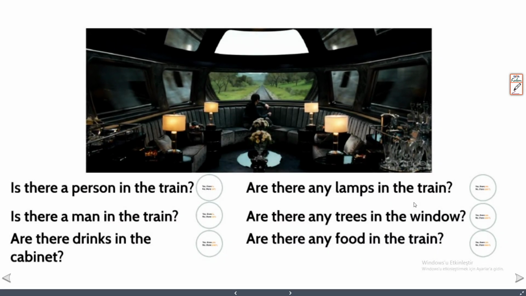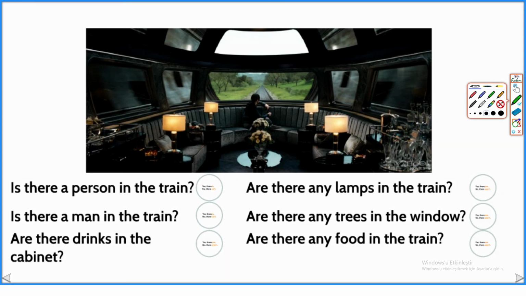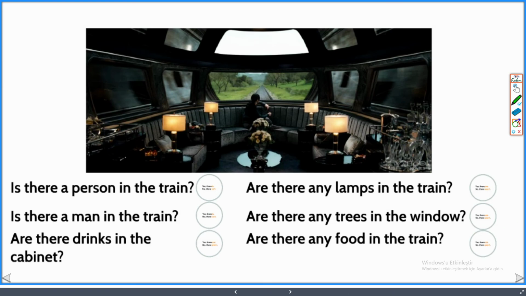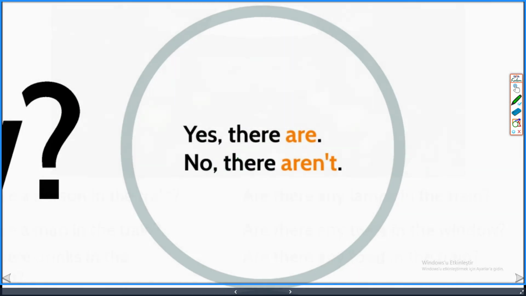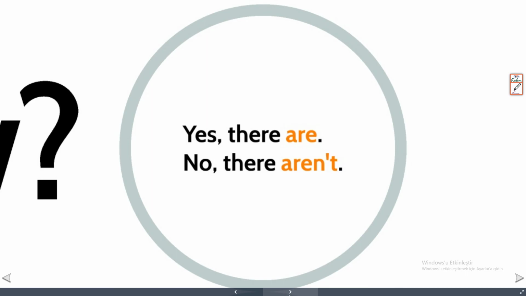Are there any food in the train? I'm looking for the food, but I can't see any food. I see drinks, but maybe in this part we can have food. Maybe later the service is ready. And yes, there are, no, there aren't, as I see. Correct me if I'm wrong. No, there aren't any food.